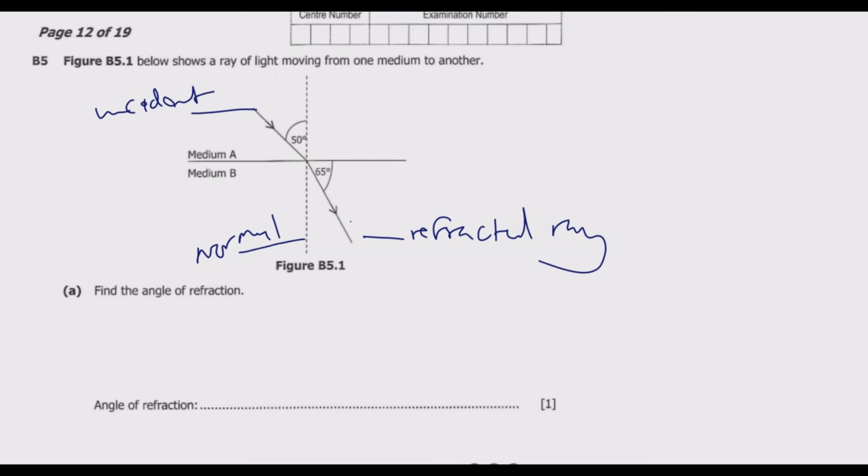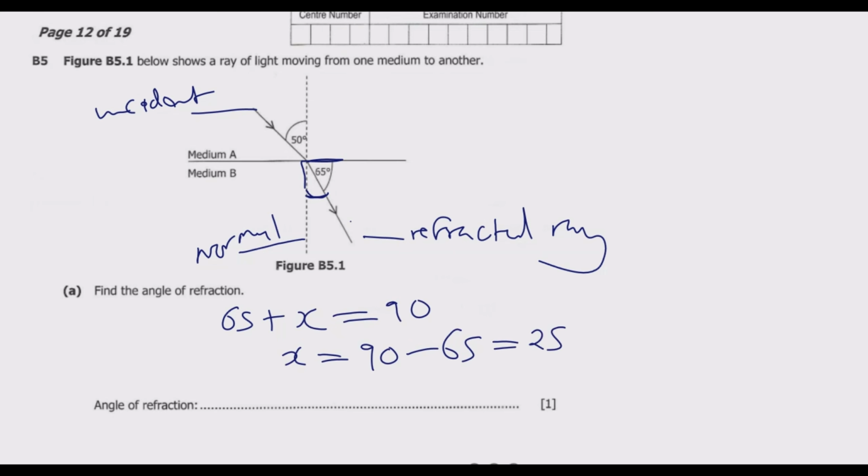So basically, to find the angle of refraction, we are looking for this angle. We know that the entire angle is 90. So to find that angle, we say 65 plus x, what we are looking for, is equal to 90. So x is equal to 90 minus 65, which is equal to 25 degrees. So 25 is the answer. We go to question B.